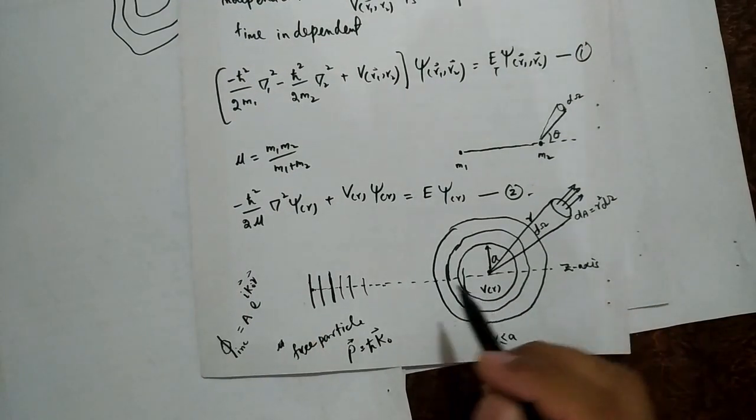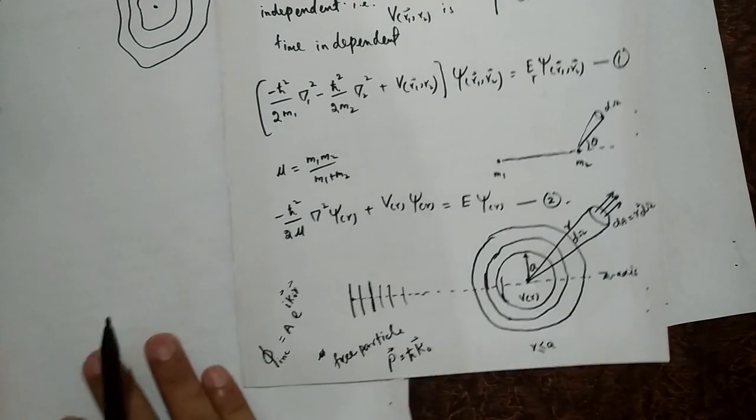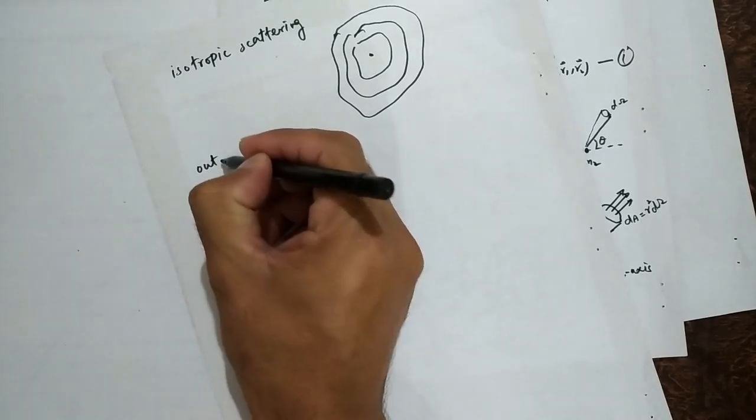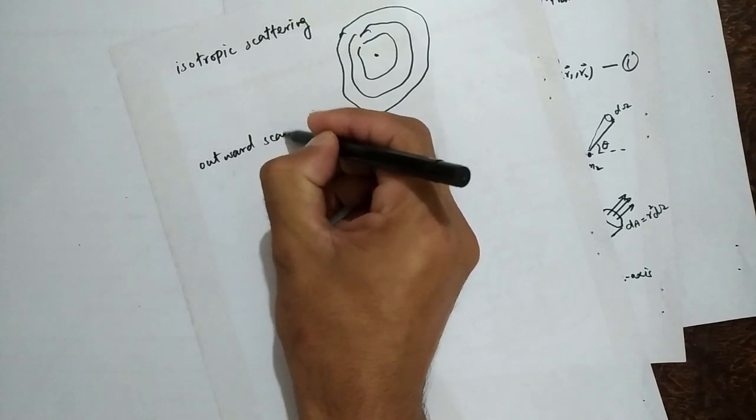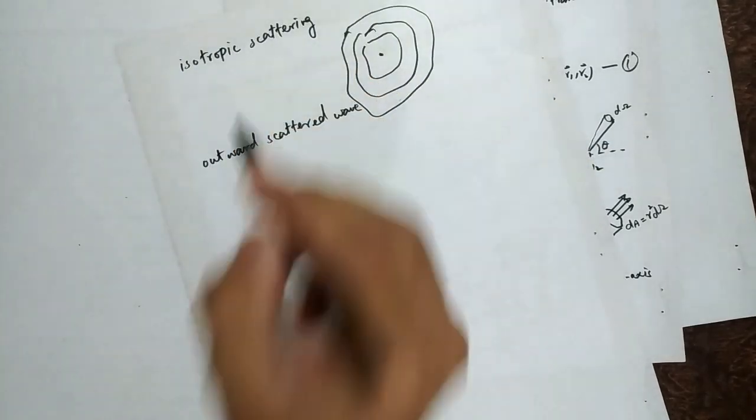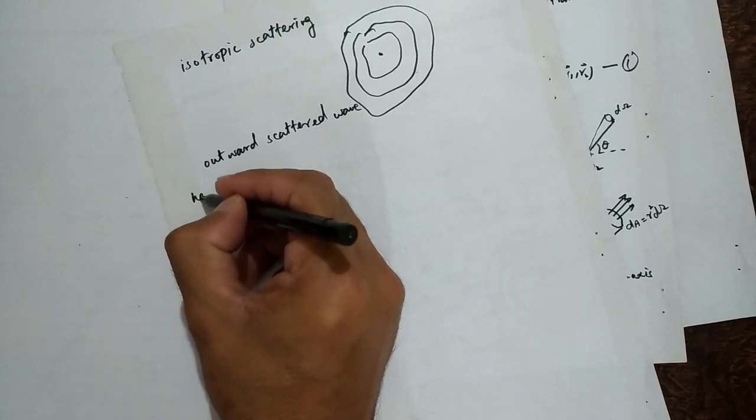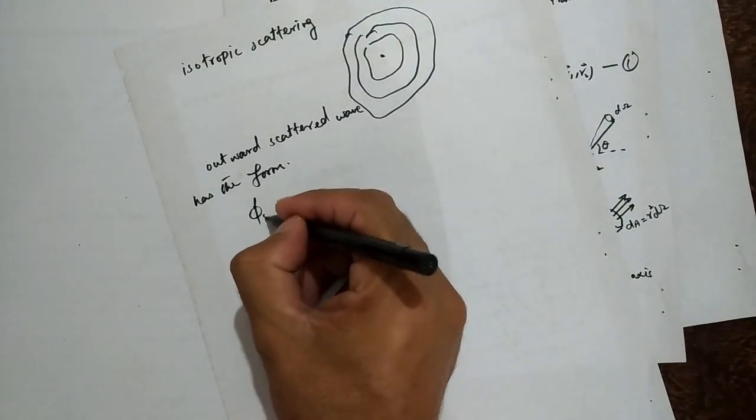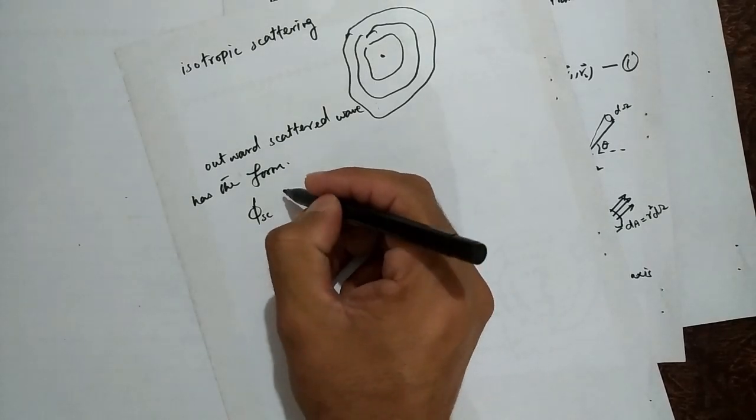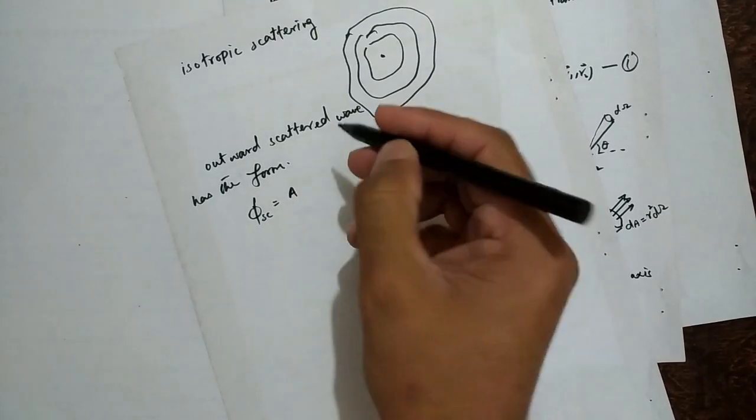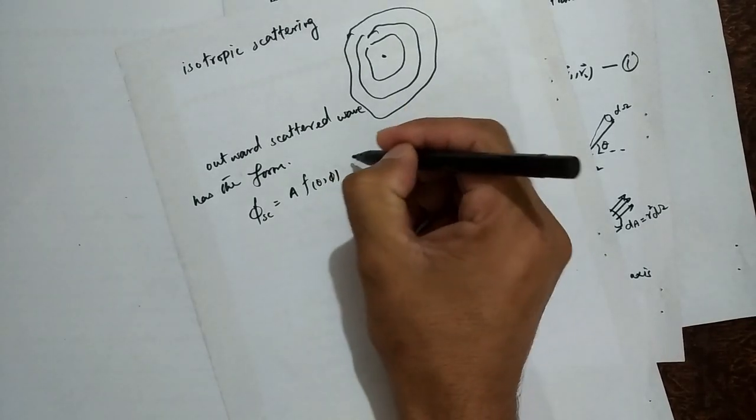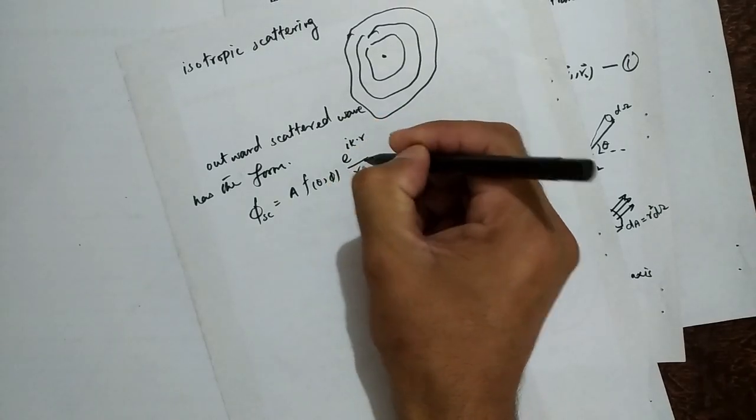So in that case, the outward scattered wave will be a symmetrical spherical wave, and that outward scattered wave in case of isotropic scattering has the form, if we represent the scattered wave function by phi scattered, of the form A f of theta phi e power i k r divided by r.